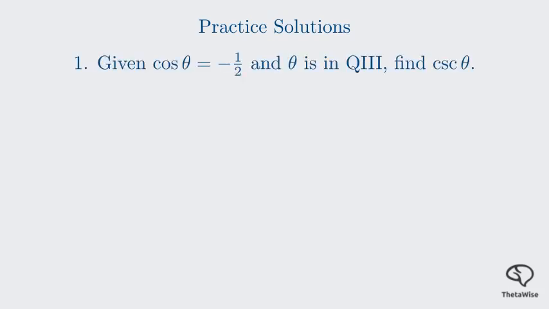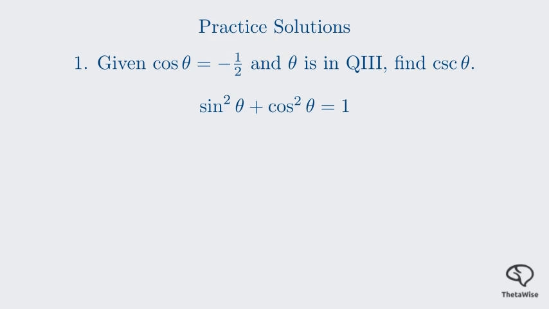Okay, welcome back. I hope you gave those practice questions your best shot. Now, let's go over them together. First up, we had to find cosecant theta, given that cosine theta is -1/2 and the angle is in quadrant 3. To find cosecant, we first need to find sine.